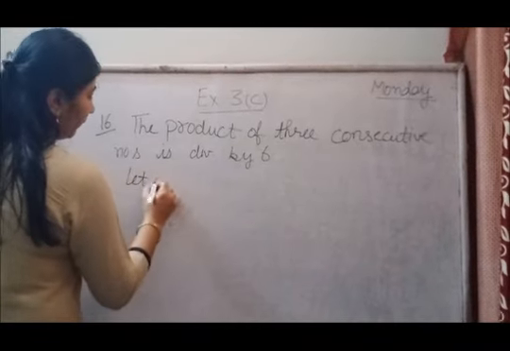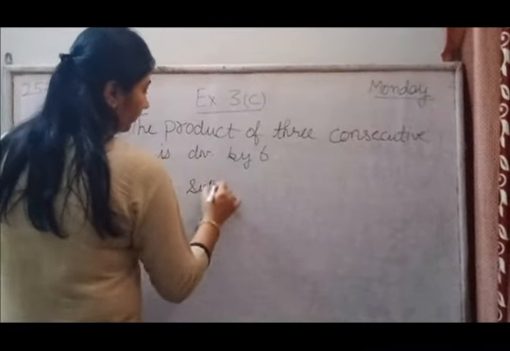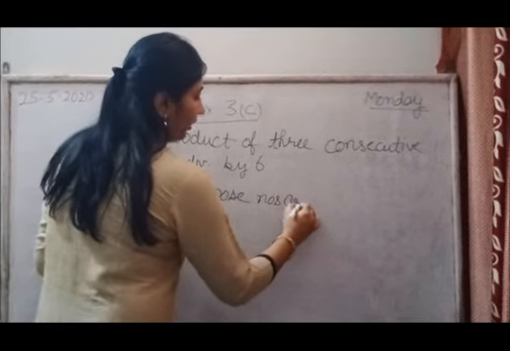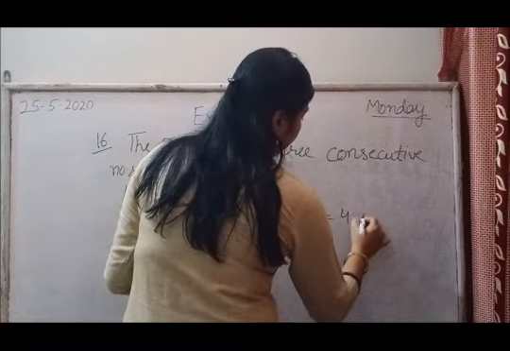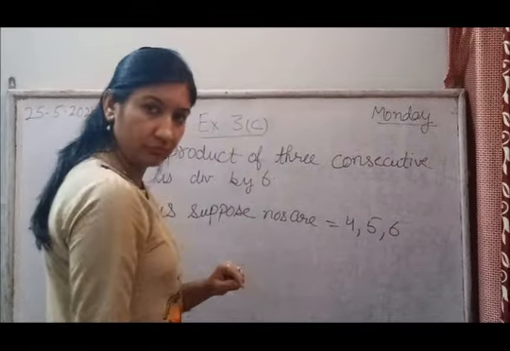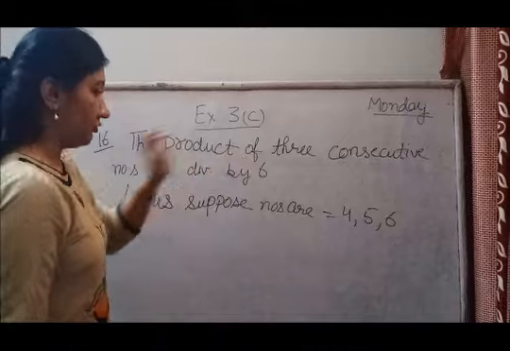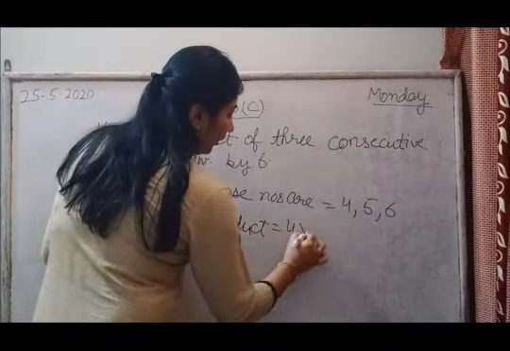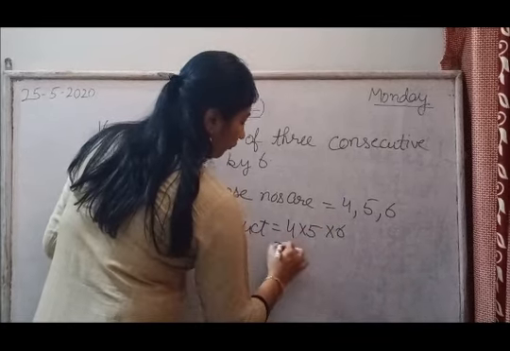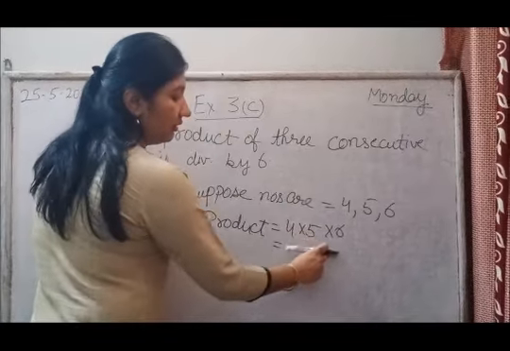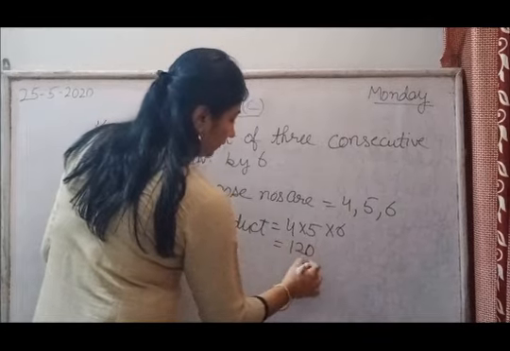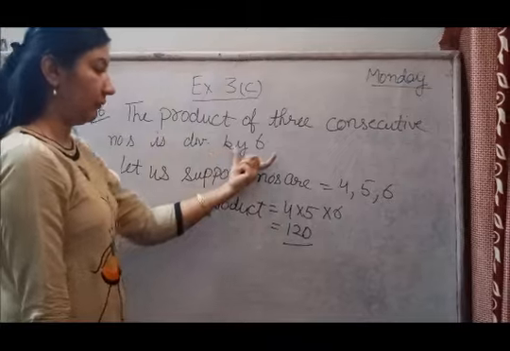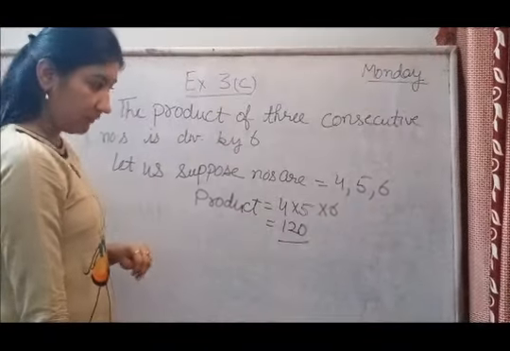Let us suppose the numbers are 4, 5, 6. What have they told us? Product. Now find out the product of these 3. 4 into 5 into 6. 4 fives are 20 and 6 is 120. What are they asking? The product of 3 consecutive numbers is divisible by 6. Now check, is it divisible by 6?